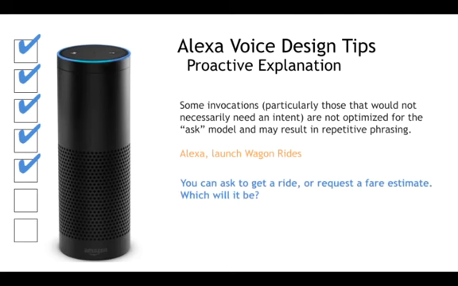If I just say "Alexa, launch wagon rides," it's a launch intent like we saw earlier. So we want to welcome the user and let them know a few of the things we can do. It would reply to me, "You can ask to get a ride or request a fare estimate. Which will it be?" So just make sure you're guiding the user along and making sure you're holding their hand, in a sense.